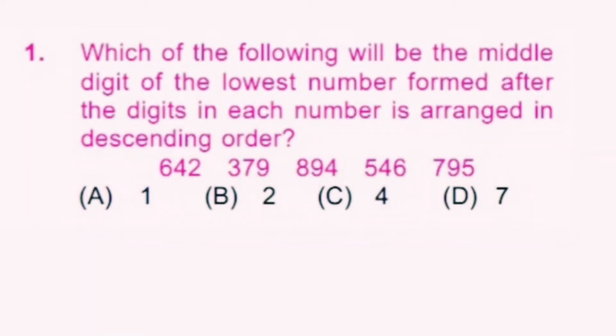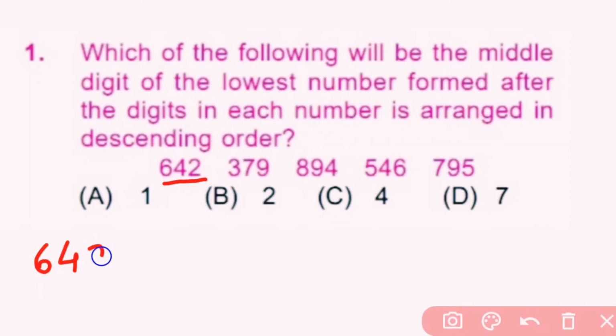Let's start with question number 1. Which of the following will be the middle digit of the lowest number formed after the digits in each number is arranged in descending order? So here we first arrange the digits in each number in descending order. We will take first number. So here all digits are arranged in descending order. So it will remain same.